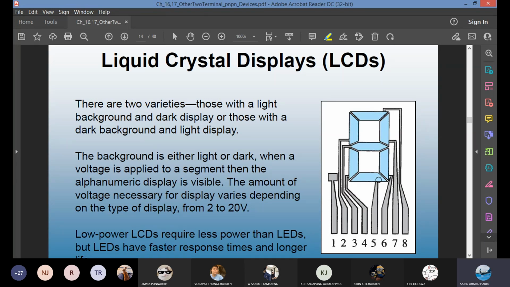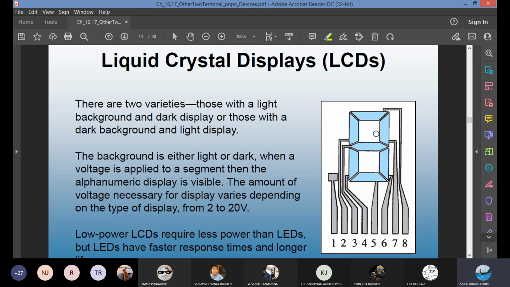So two varieties, two types of LCDs: light background, dark display, and dark background, light display. How do you construct the LCD? There are different segments. Each segment is connected to a conductor. There are 8 in this example. There are 8 pins or conductors. Depending on how or where you put the applied voltage, different parts of the segment will light up.